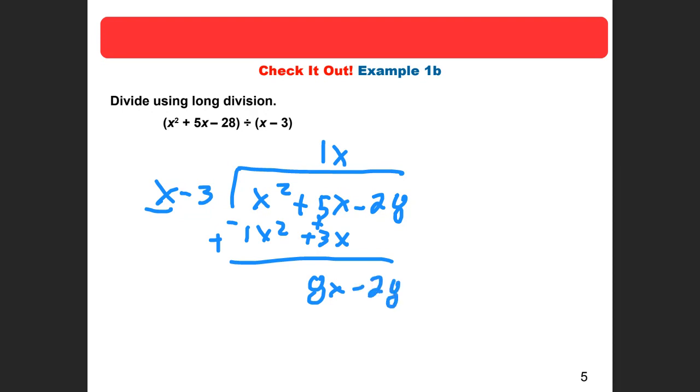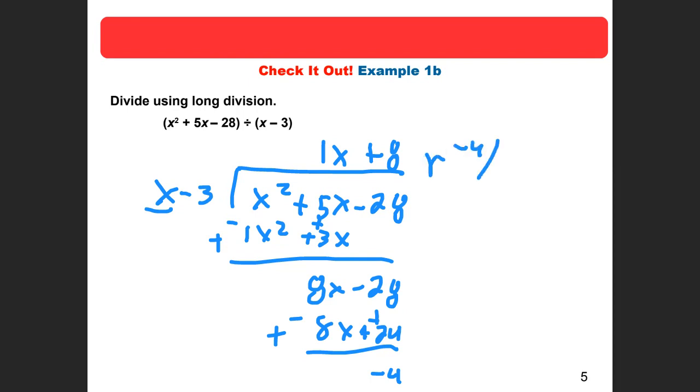So x times what gives me 8x? That's going to be 8. So I'm going to multiply. That's going to give me 8x minus 24. Again, I'm going to add the opposite. So that's going to give me negative 4 here. So I'm going to have a remainder, negative 4 over x minus 3. And there's my answer. That's long division.